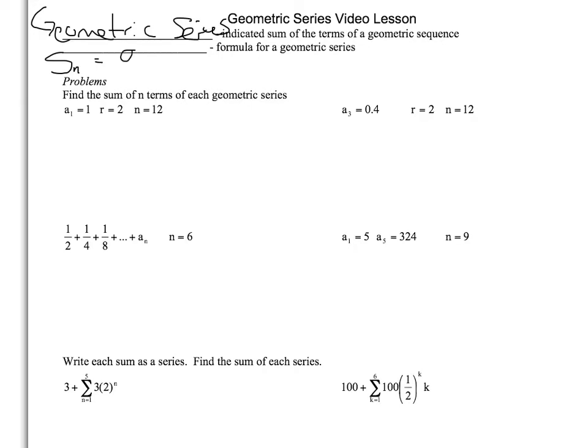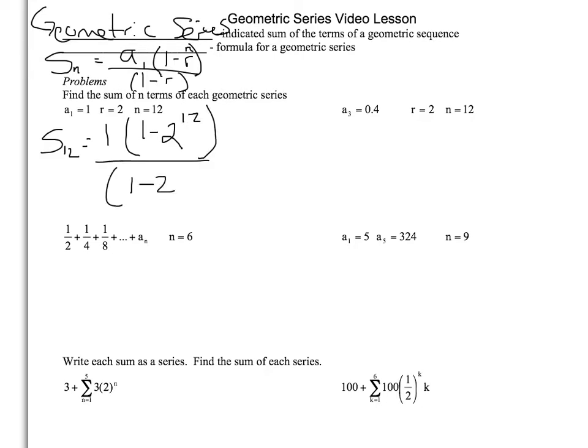Sn equals A1 times 1 minus r to the nth power, that is n is in parentheses, over 1 minus r. Let's practice using the formula. It says find the sum of the first n terms of the geometric series. So this one wants the sum of the first 12 terms. So you'll take the first term, 1, then 1 minus r, so 1 minus 2 to the nth power, 2 to the 12th, divided by 1 minus 2.